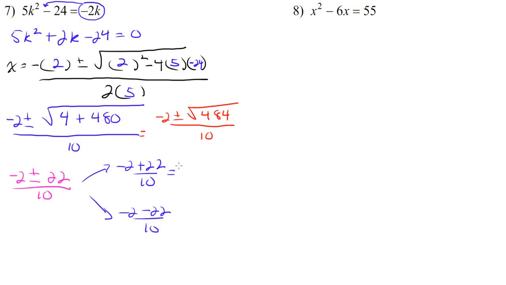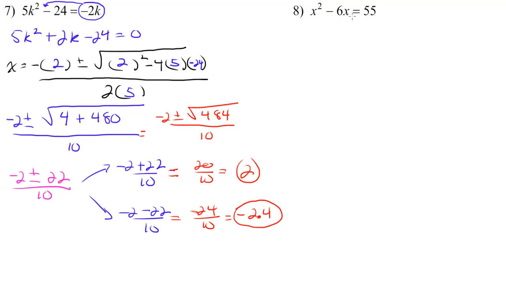So negative 2 plus 22 is 20. Go back and do this in red. 20 divided by 10, which is 2. And negative 2 minus 22 is negative 24 divided by 10, which equals negative 2.4.